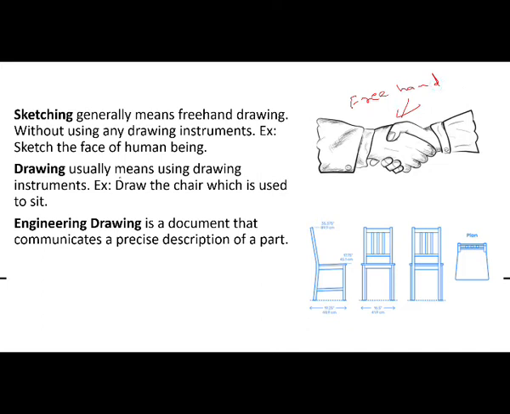And what is meant by drawing? Drawing usually means using drawing instruments. For example, draw the chair which is used to sit. This is drawn by an instrument, that is CAD software or some other software. And an engineering drawing is a document that communicates a precise description of a part, with dimensions, tolerance and length, all in an exact manner, so we can go for final manufacturing.